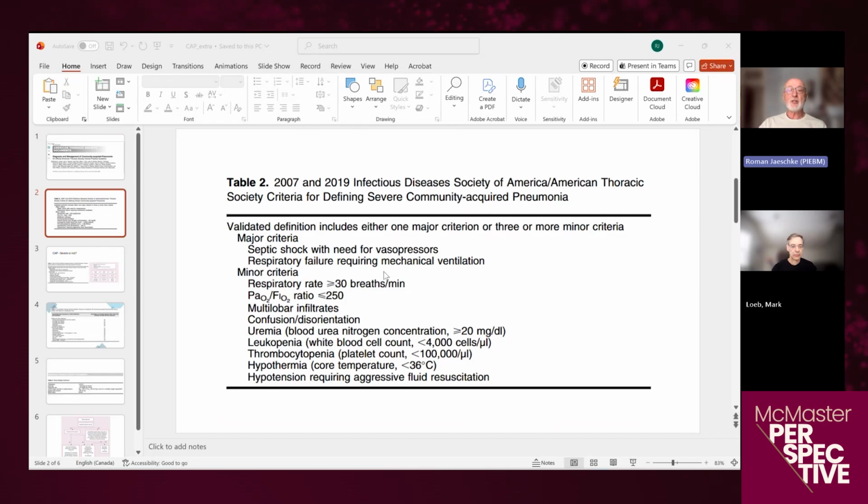But there are also minor criteria, and according to them, you need 3 or more of such criteria. They are listed as a rapid respiratory rate, a high level of oxygen requirement, multilobar infiltrates, confusion, disorientation, but also leukopenia, thrombocytopenia, hypothermia, or massive fluid resuscitation.